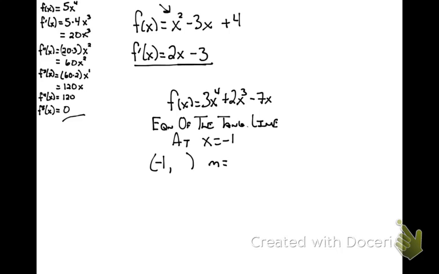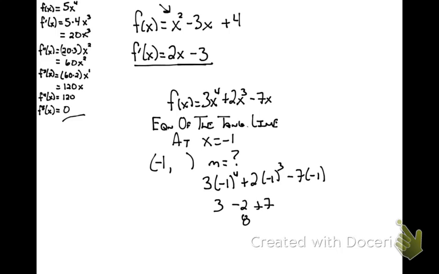Well, the point's easy to come up with. When x is negative 1, I can find the y value by substitution. 3 times negative 1 to the fourth plus 2 times negative 1 cubed minus 7 times negative 1. This leaves me with 3 minus 2 plus 7, which is 8. So my tangent line to the curve intersects the curve at the point negative 1, 8. That's the point of tangency.